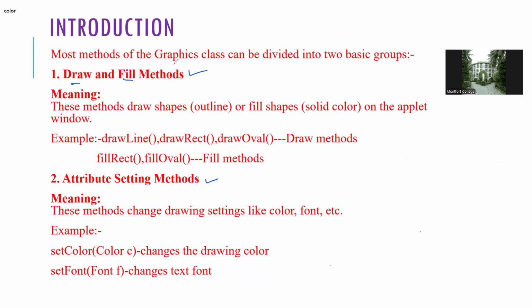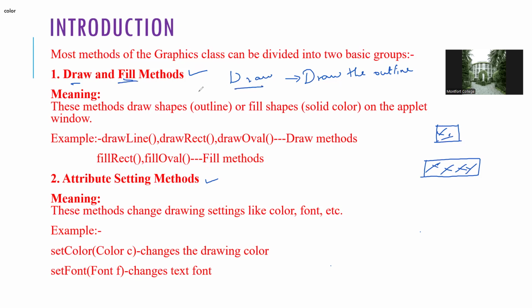Draw and fill methods: by using a draw method, you can draw the outline. For example, if I want to draw a square, I can draw it like this. A rectangle, I can draw like this, only the outer line. Inside, in the area of the rectangle, I have not given anything, no color or anything. So by using draw functions, that is possible.